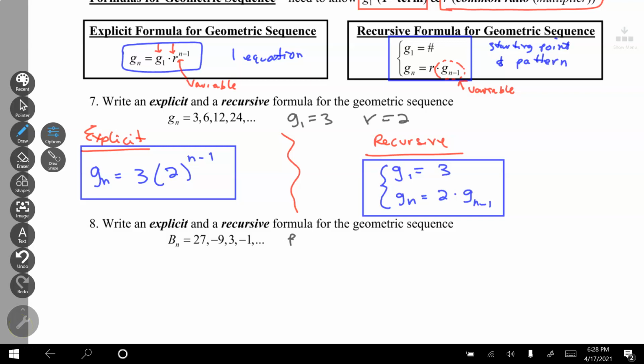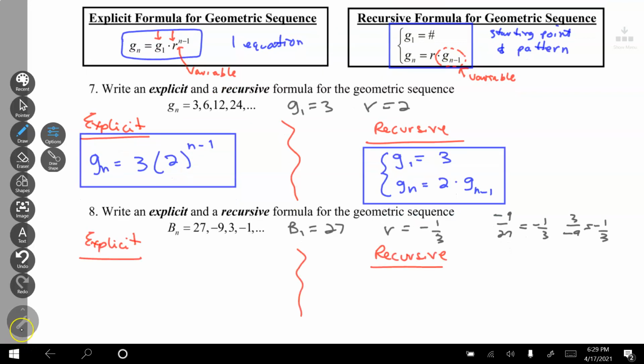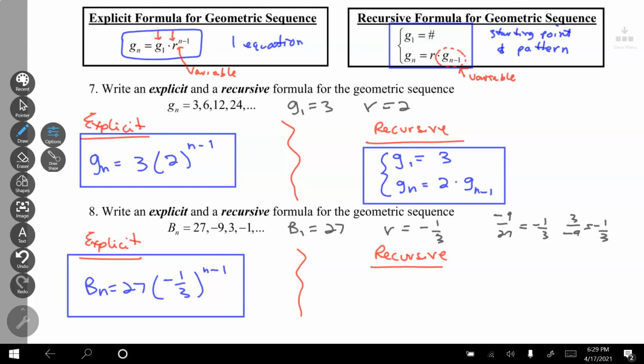Okay, again, it's very easy to see that the first term is 27, and my r maybe is a little bit harder to see. So I'm going to do the second term divided by the first term, which is negative 1/3. Same thing if I did the third term divided by the second term, I still get negative 1/3. So my r value is negative 1/3, so now I can write my formulas. Now, b sub n is equal to the first term, parentheses, the r value of negative 1/3, raised to the n minus 1. That's all you need.